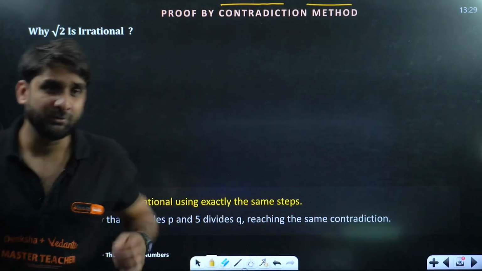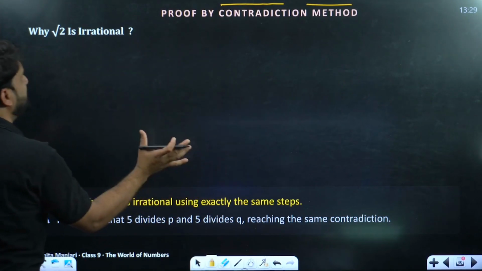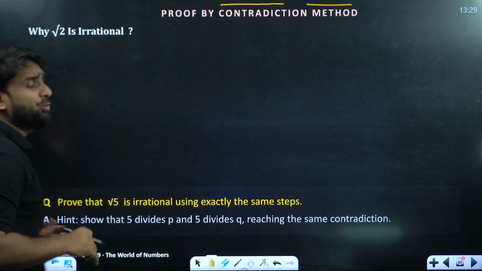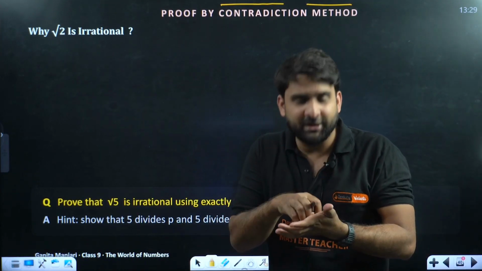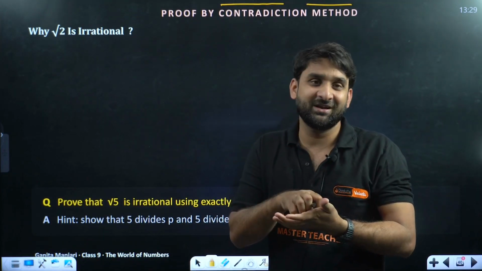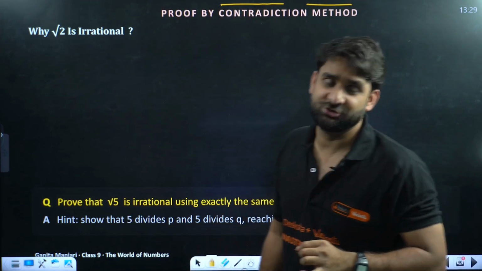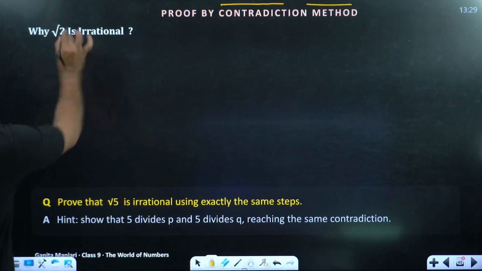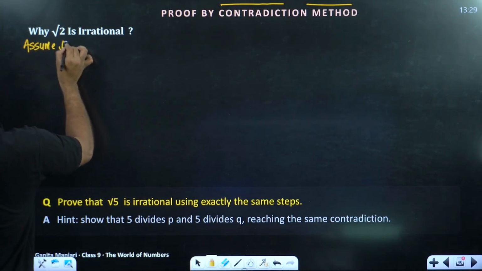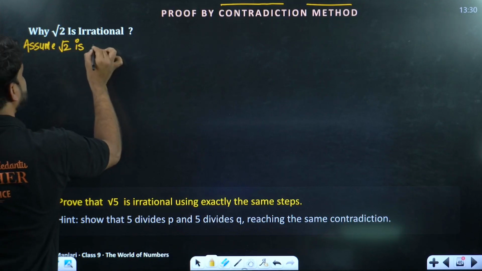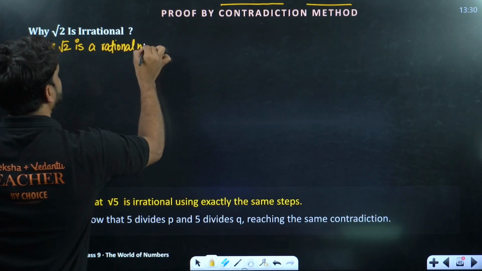So my dear champion, to prove √2 is irrational, we start solving this question after assuming √2 as a rational number. When you are proving √2, √3, √5, √7, √6 irrational, first assume that the given value is a rational number. So let's assume √2 is a rational number. Yes, my dear champion.